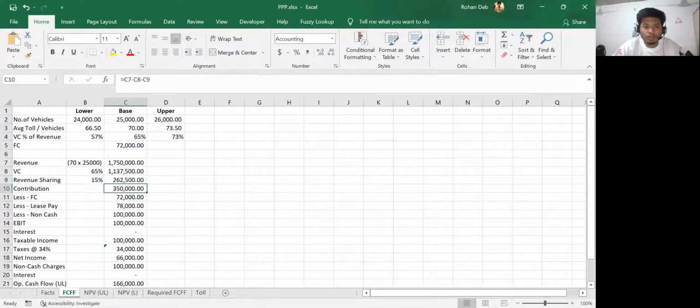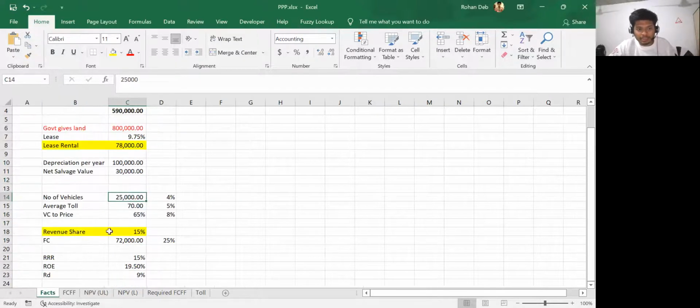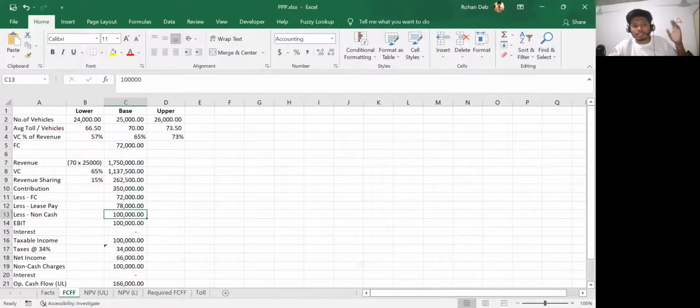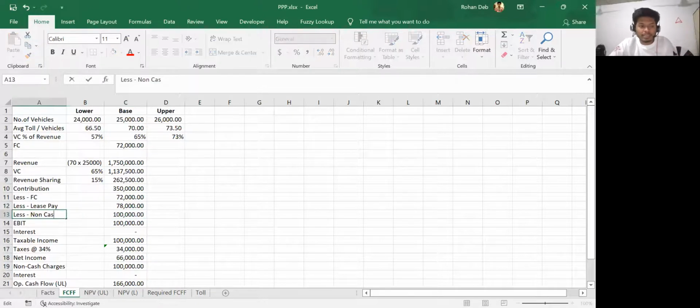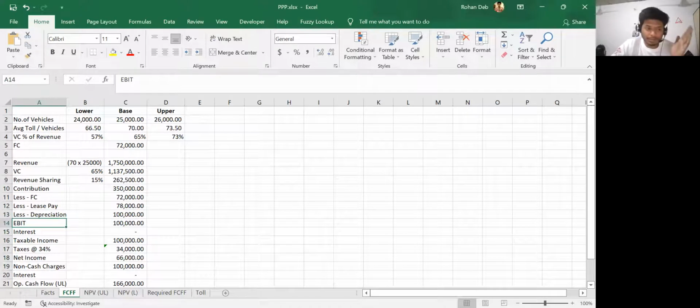15% I'm sharing with the government. Whatever is left, so this minus this minus this comes to contribution, which comes to this minus fixed cost. Fixed cost was given 72,000 minus lease payment 78,000. You remember in the question it was given lease payment 78,000 minus depreciation. So let's write depreciation. This was also given in the question, 1 lakh as the depreciation. Now if you remove all these, this minus this minus this minus this comes to EBIT, which comes to 1 lakh.